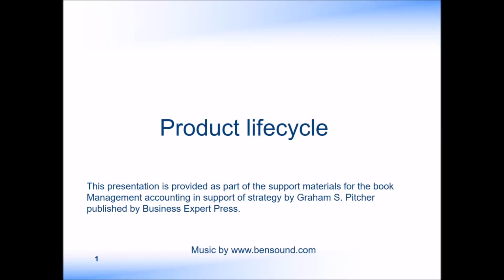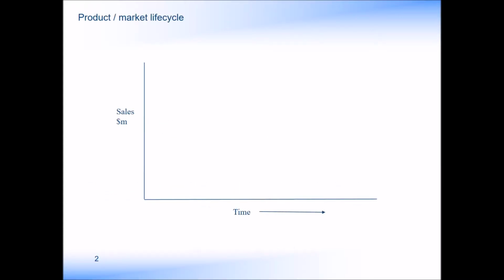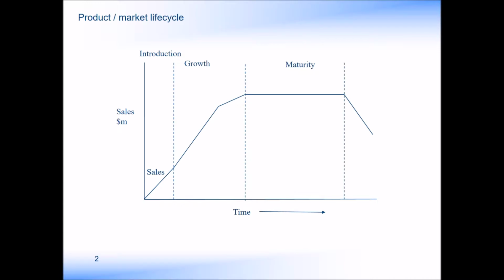This presentation looks at the product life cycle. The product life cycle is commonly said to have four key phases: introduction, growth, maturity, and decline. However, if we add part of the market life cycle, we can add a phase known as shakeout.